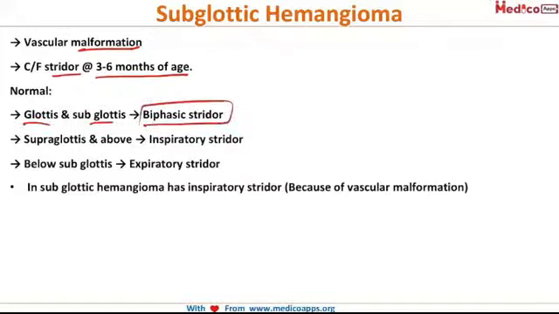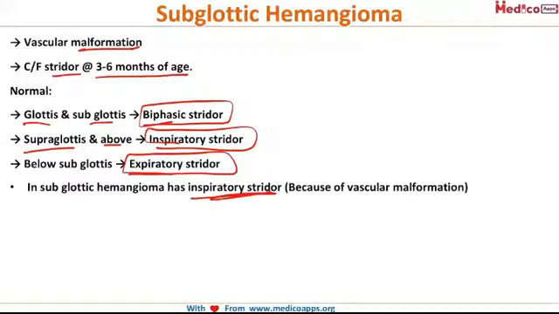If there is involvement of glottis and subglottis, there is biphasic stridor. When supraglottis and the structures above it are involved, there is inspiratory stridor, and when the structures below the subglottis are involved, there is expiratory stridor. But in subglottic hemangioma, there is inspiratory stridor due to the presence of vascular malformation.